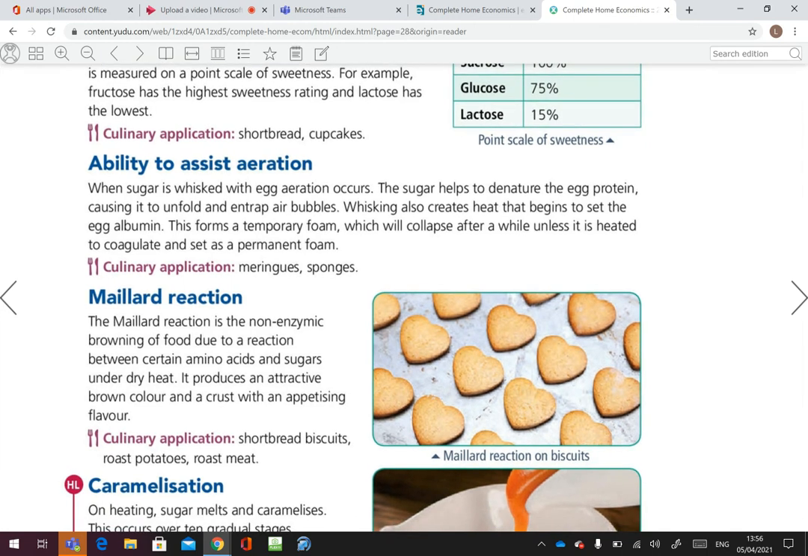Now, the ability to assist aeration. I think I gave you notes on this in your copy, so you might have a quick look at those as well. I usually do a note on the board when we talk about this. So when sugar is whisked with egg, aeration occurs. The sugar helps to denature the egg protein. Denaturation is to change it irreversibly. So it causes the protein to unfold, and it traps air bubbles, because you're creating the air bubbles when you're whisking.